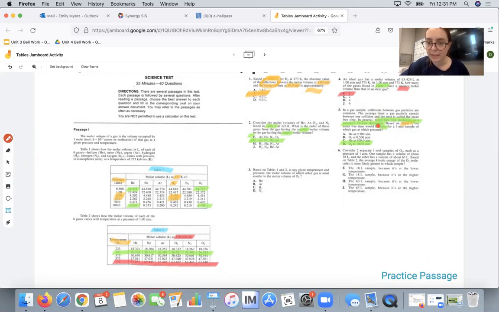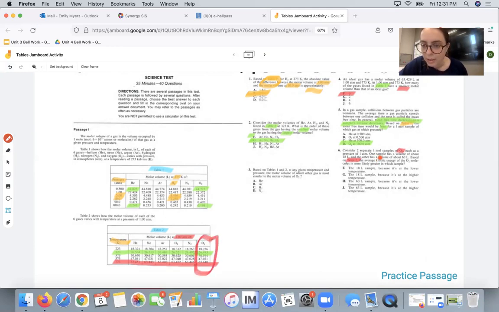All right. And 5, does 5 ask about just table 2? It does. Let's do just table 2, number 6. Sorry, I misspoke. All right, 6, consider 2 separate 1 mole samples of oxygen, each at a pressure of 1 atmosphere. Okay, cool. This whole table is at 1 atmosphere. And we're asking about oxygen. So I'm going to be paying attention to this last row here.